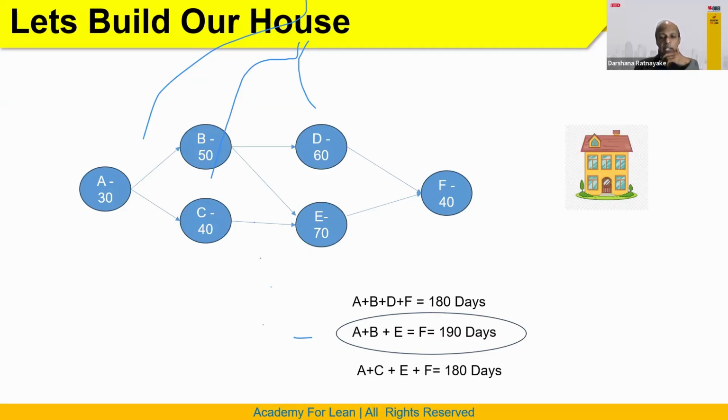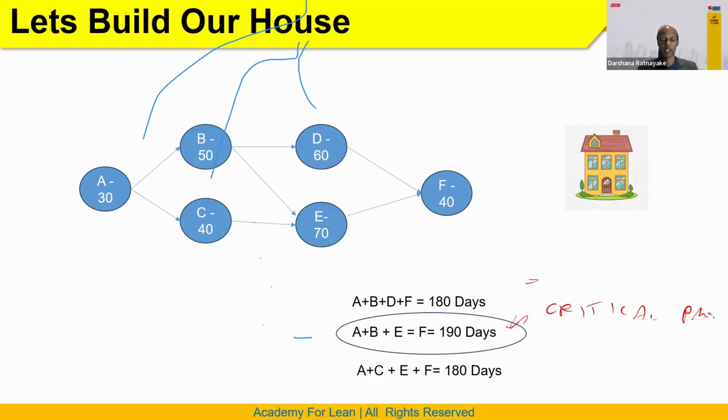Right, so please write it down and mark it: A, B, E, F. And you write that this is called the critical path. Anything that happens in this path will definitely affect the end date. So if you want to improve your project, you need to focus on this path. Then you can improve your end date, or what we call the delivery date.